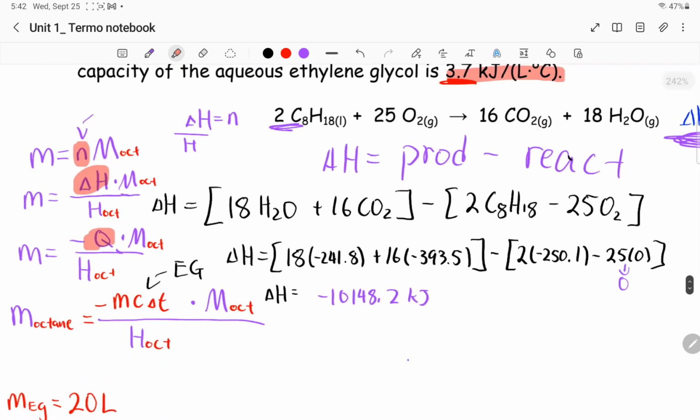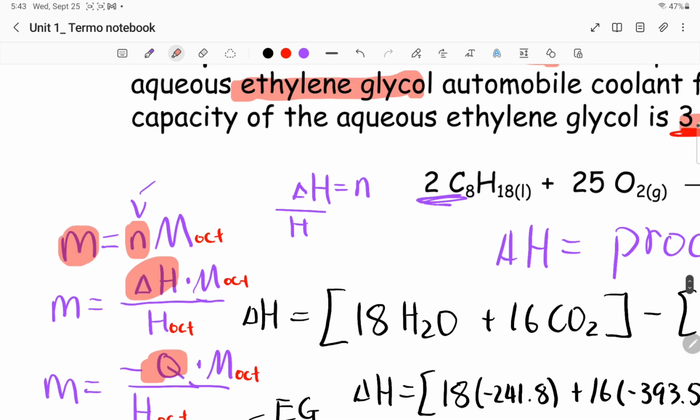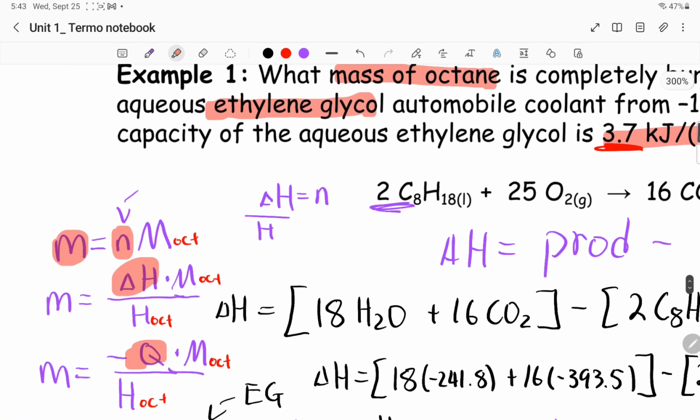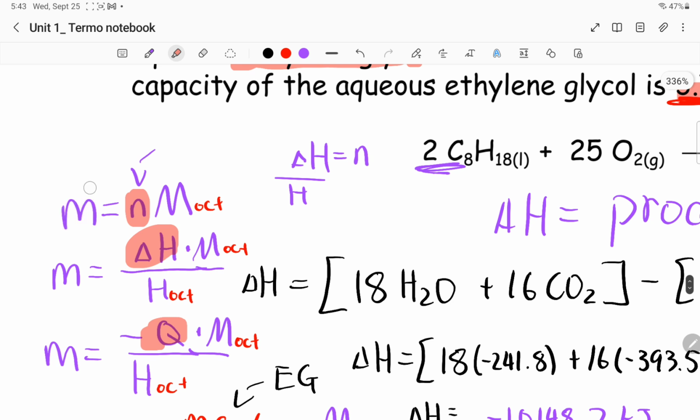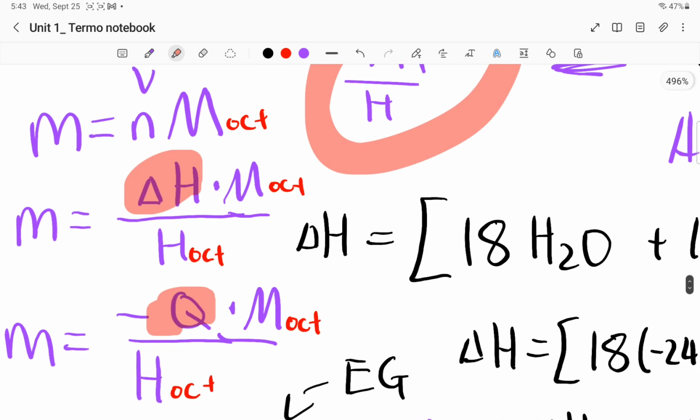All right, so we started over here. We said we wanted to find the mass of the octane. Mass is equal to your moles times your molar mass, so that part we got. And we also mentioned that your moles is equal to your delta H of the reaction over your H, your molar enthalpy. So here, instead of our n, we swapped in delta H over H.